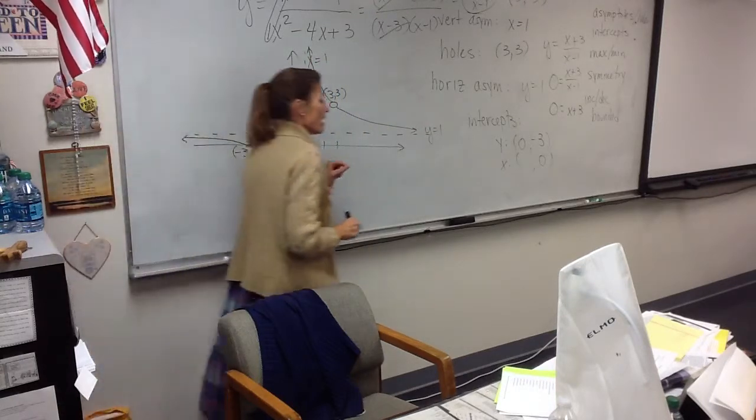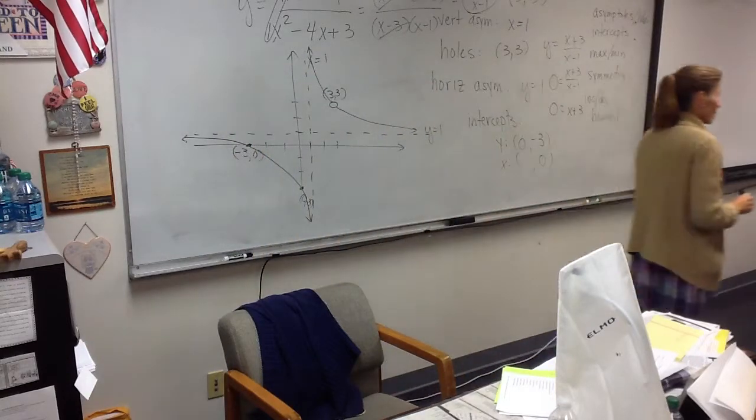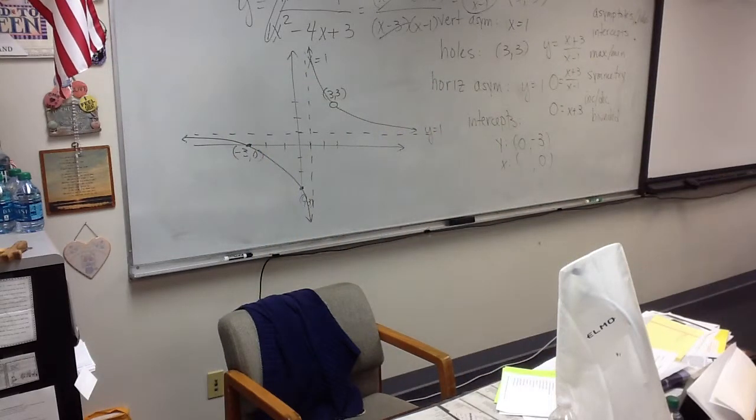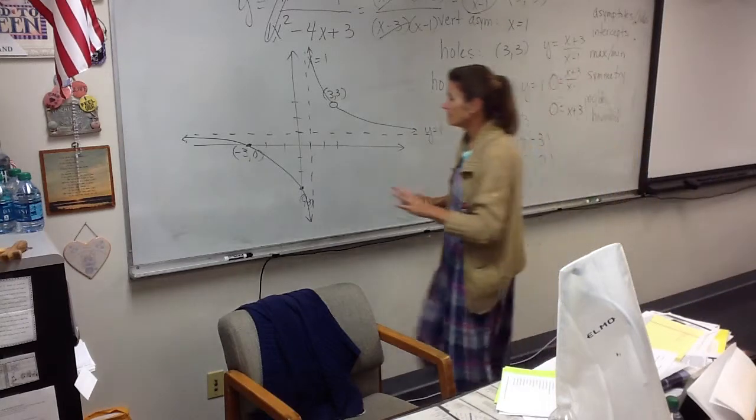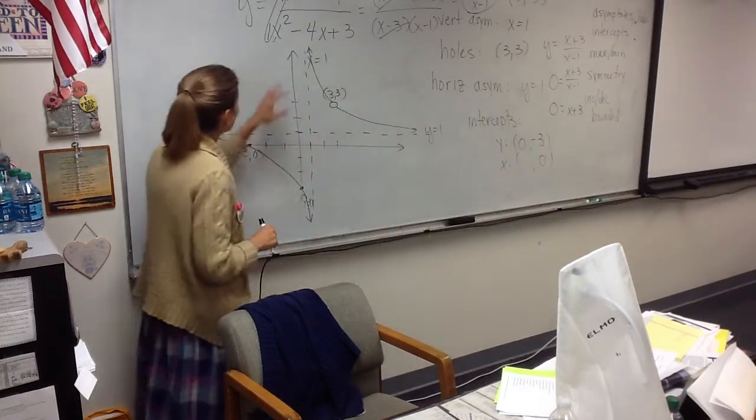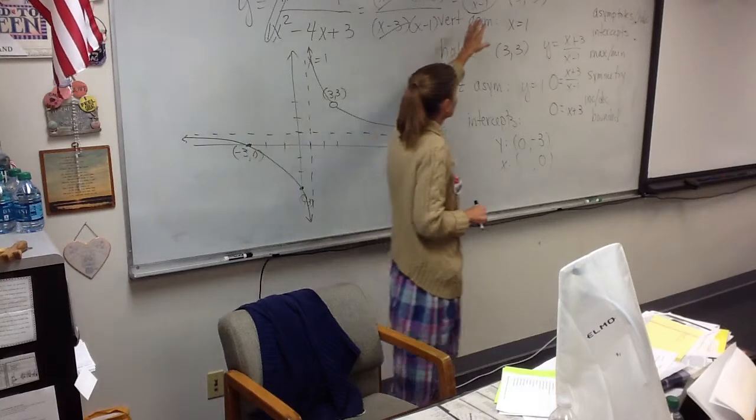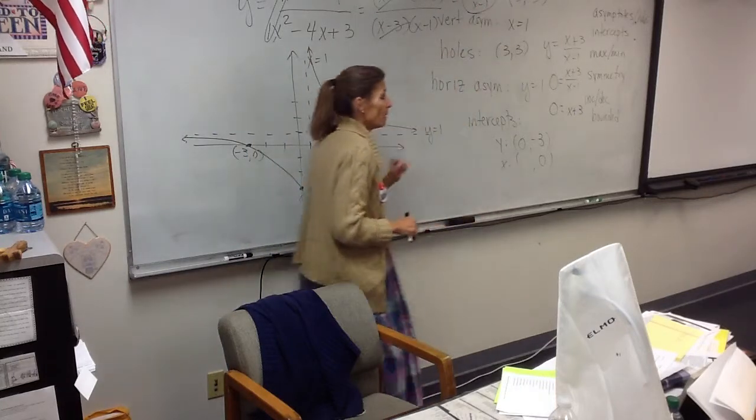Now again, I have this huge advantage that I've graphed hundreds of these things in my life, so I'm perfectly comfortable with connecting those dots. If you aren't, what can you always do? Plot more points. So if you feel like, gosh, I really don't know what this looks like, then put a few more points into your equation and plot them.